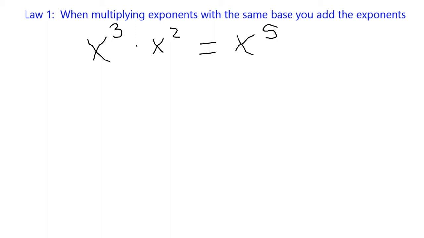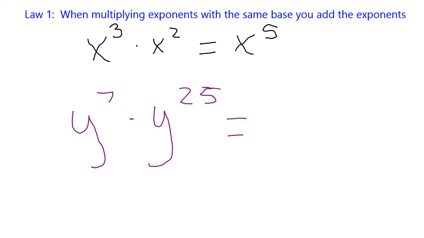Let's try another one. If I have y to the 7th power times y to the 25th power, I'm not going to want to expand that. I'm just going to add the exponents. I have 7 and 25, so I'm going to have y to the 32nd power.